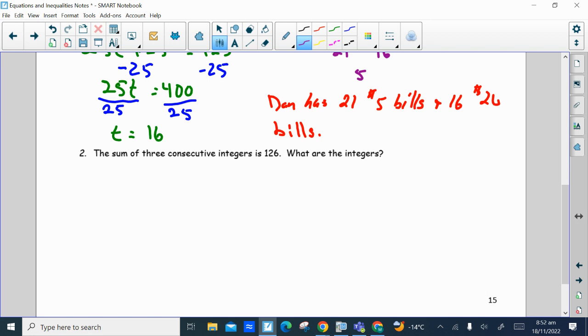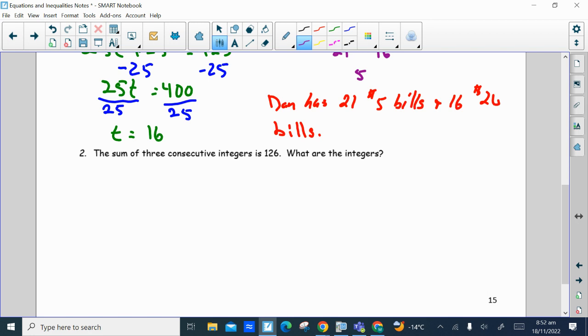So if 1 would be the first integer, the next would be 2, the next would be 3. If 20 was the first integer, the next would be 21, the next would be 22. If negative 9 was the first integer, the next would be negative 8, then negative 7. Consecutive means one after the other.